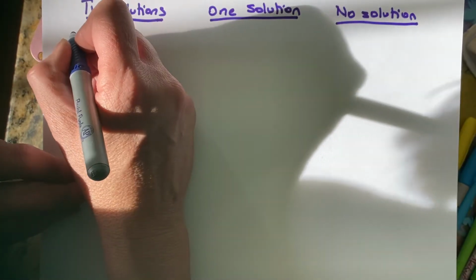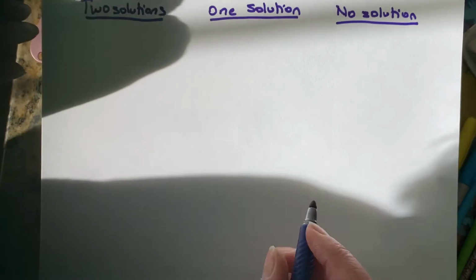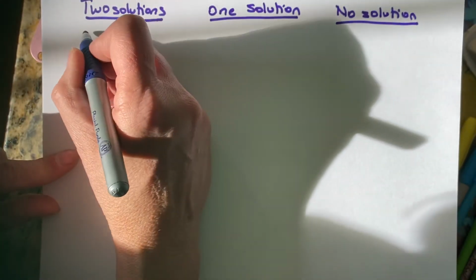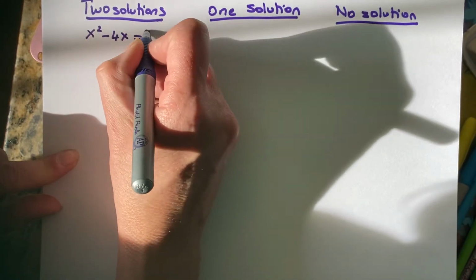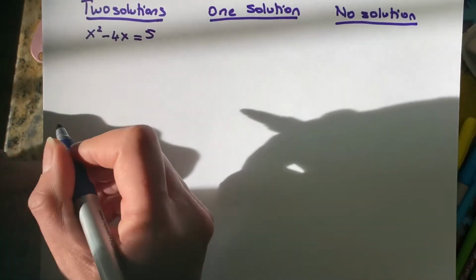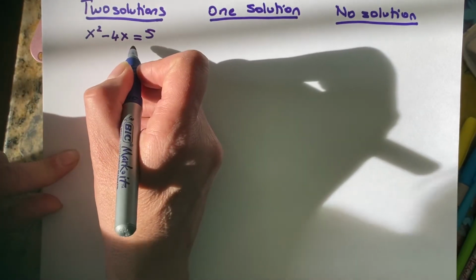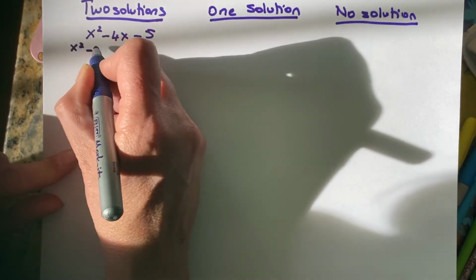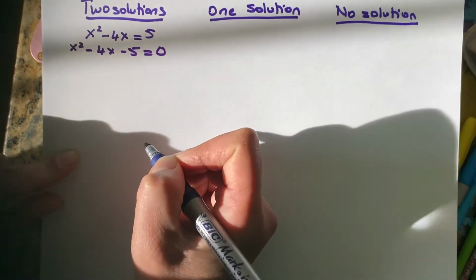Well, let's look at first of all what 2 solutions looks like, and I'll go through it pretty fast. Wow, the shadows are right on here, huh? Hope you can see all right. x squared minus 4x equals 5. In order to solve that, I first need to subtract a 5 from both sides, end up with x squared minus 4x minus 5 equals 0.